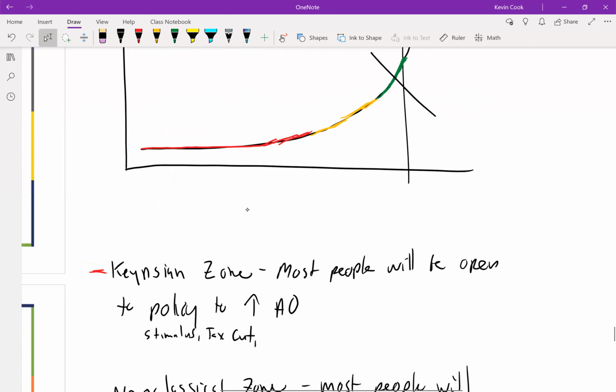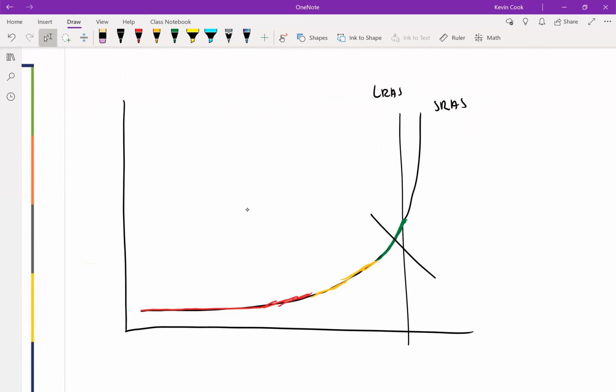So if we were for sure in a depression, all the way down here, most people would say, yep, pass what you need to pass. If we were in our happy zone, our neoclassical zone, people might be watching Washington a little bit more scrutinously, but people would not really be desiring a stimulus package or anything like that because they're fine. But when we're in this intermediate zone, this is where we have our debate.